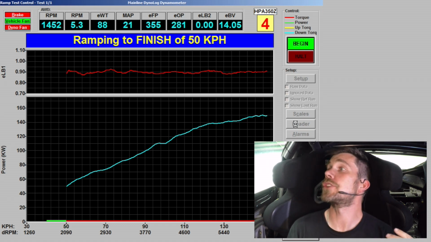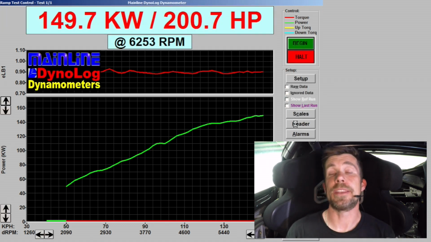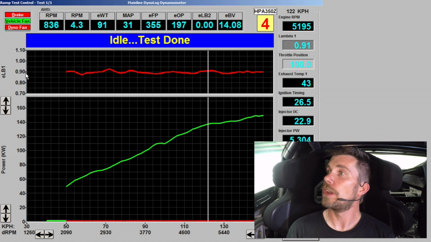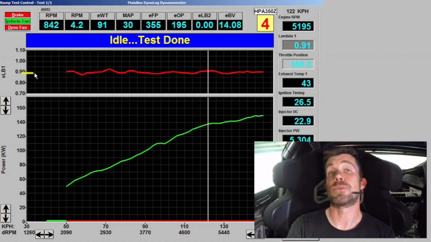Okay, so there's our first ramp run complete there, and the engine's made 149.7 kilowatts or 200.7 horsepower at the rear wheels. You can see that at the bottom of the screen we have our power graph in kilowatts, and the red line above is our lambda target. And you can see our red line is running pretty close to our target of 0.90. There's always going to be a little bit of a discrepancy as we go through that run.